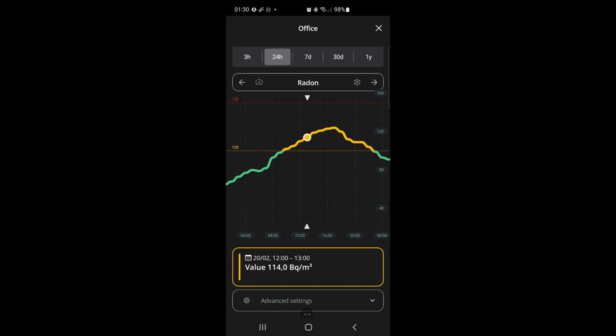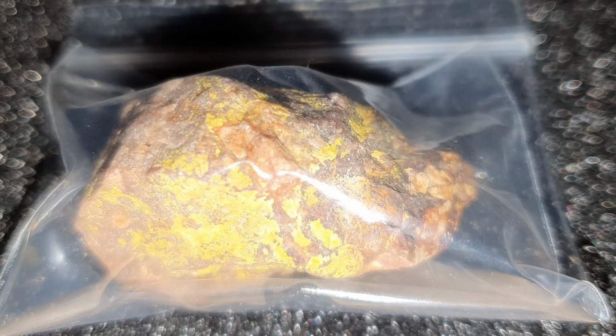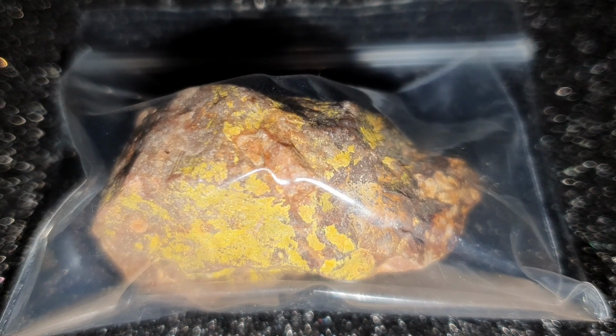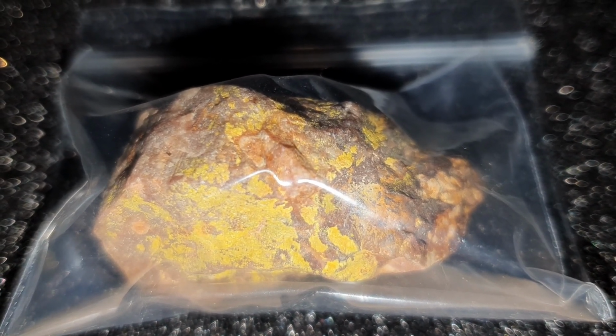Due to the low activity of the rock, and the fact that it was sealed within a plastic bag, no statistically significant increase in radon concentration in the room air was observed at the measurement site. Exposing the rock to UV light enables the visual identification of the most active areas on its surface.